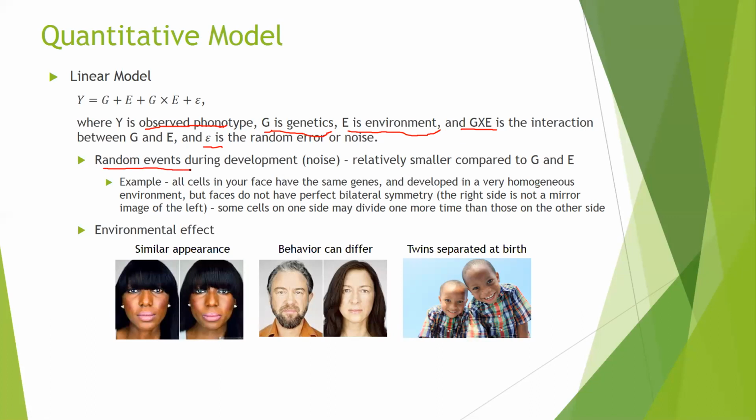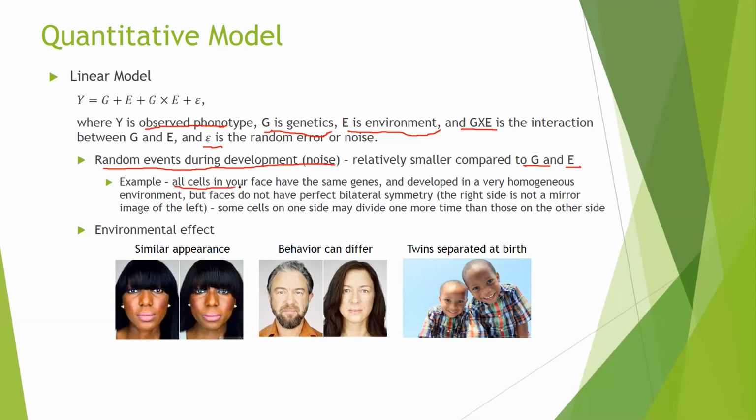Random error, we also call this noise. Sometimes it can cause a very small effect on the phenotypes when compared to the genotypes or the environmental factor. For example, let's use this example to show the noise or random effects on the phenotype variability.